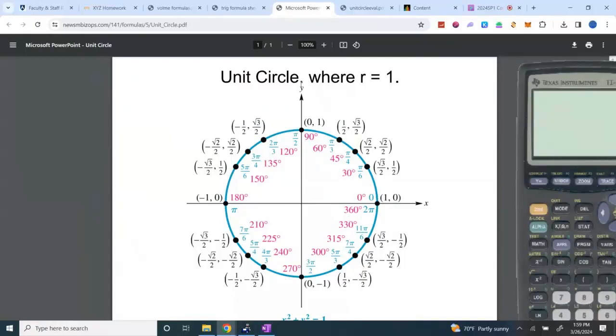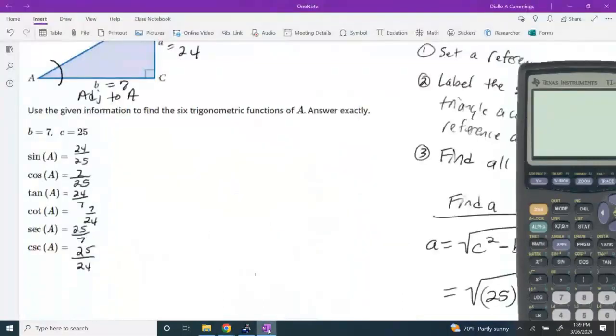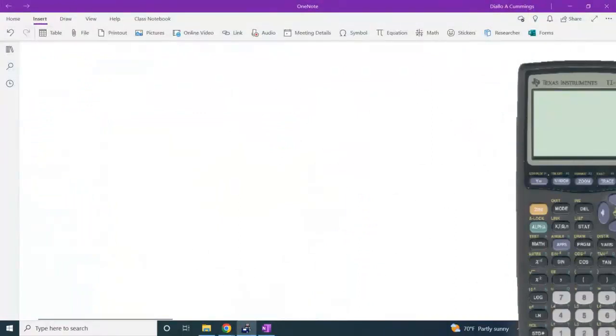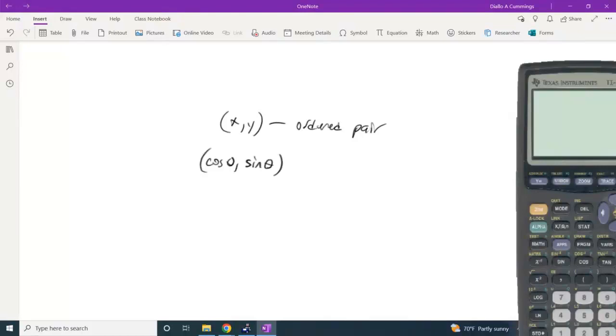Now, the way that you actually read this is, in any rectangular coordinate system, you have what's called an ordered pair, right? You have an X and a Y ordered pair. In trig, in the unit circle, the X coordinate is the cosine of some angle, and the Y coordinate is the sine of some angle. So from that, you can evaluate trig functions.